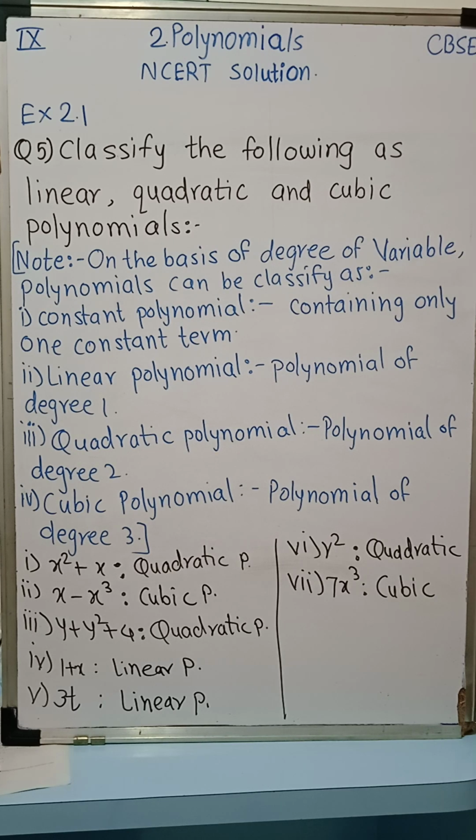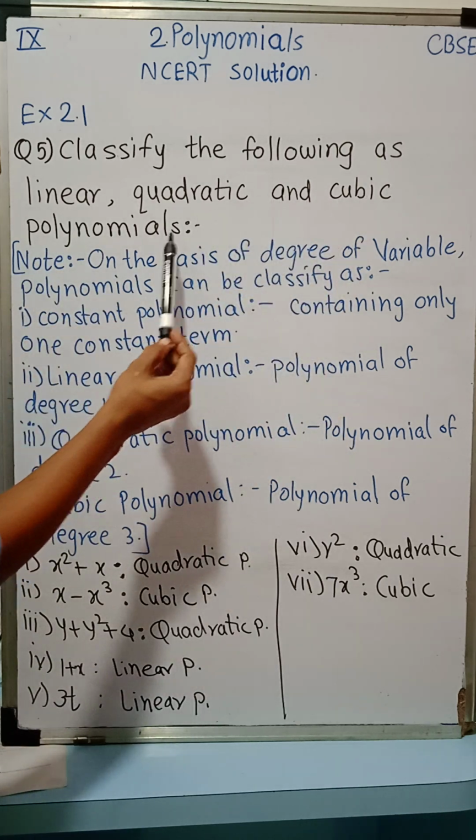Hello friends, we are learning grade 9 mathematics, second chapter Polynomials of the NCERT solution of the CBSE. Exercise 2.1, we have already learned question numbers 1, 2, 3, 4. The link for the same is in the description box. Please check it. Now we are going to move to question number 5, that is, classify the following as linear, quadratic and cubic polynomials.